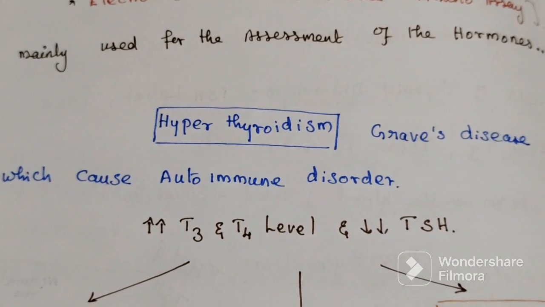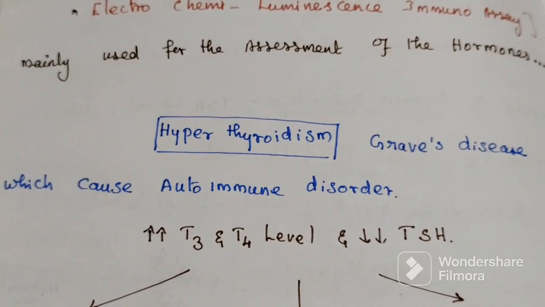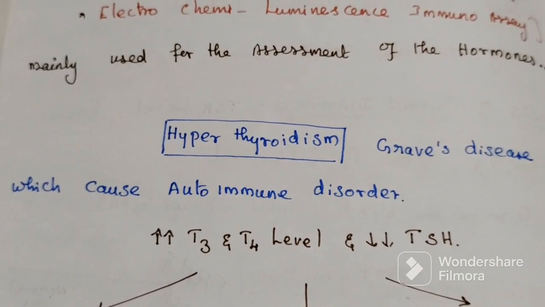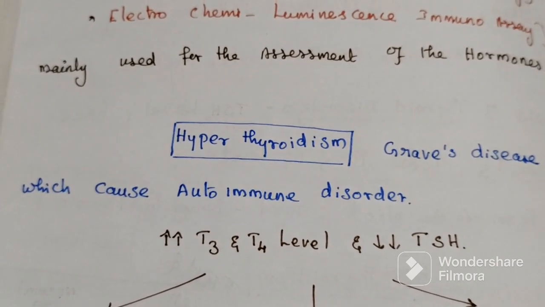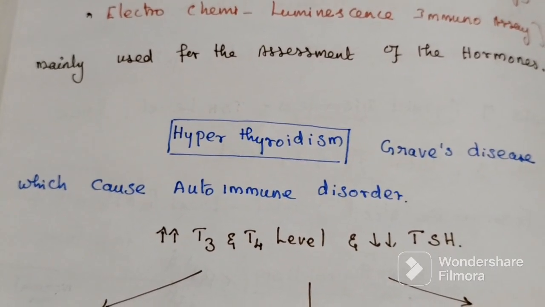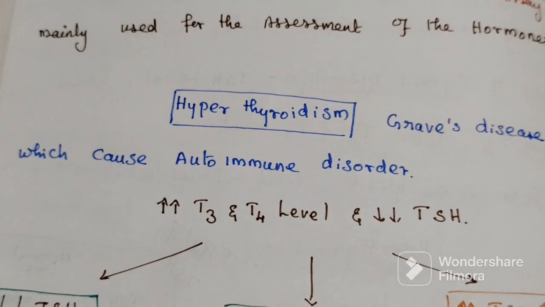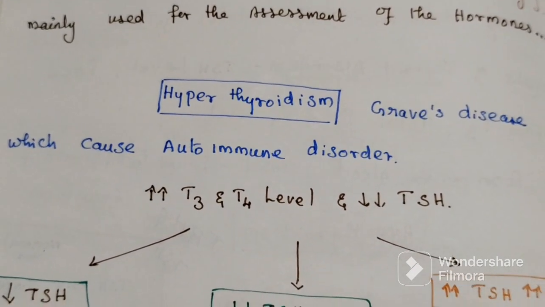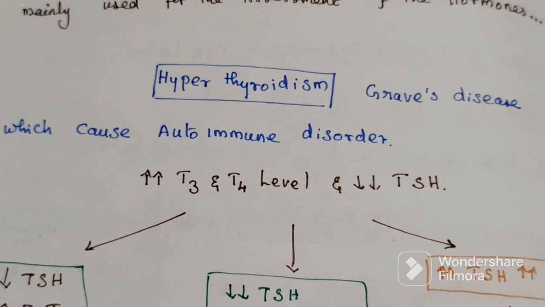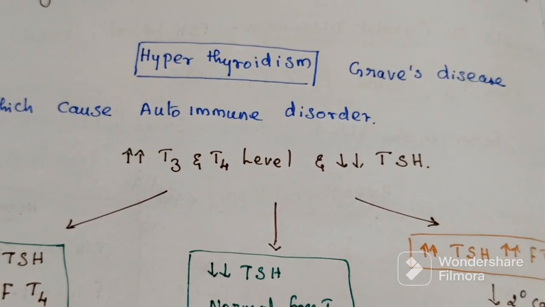So what is the main role of immunity? Protection. But here what does it do? Destruction of tissue. Our immunity causes self-destruction of healthy tissue. It is known as an autoimmune disorder. Hyperthyroidism means increased T3, T4 level and decreased TSH level, thyroid stimulating hormone level.